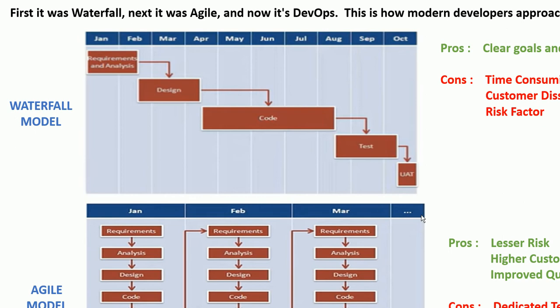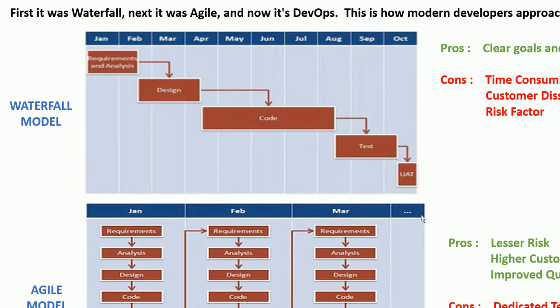Because of this, there are a lot of disadvantages in the waterfall model. Let's look at the advantages and disadvantages. The advantage is that we get clear goals and direction. The disadvantage is that the customer gave the requirements in January, but the application is only delivered months later. If it is not satisfactory, we need to go through the cycle again, which is time consuming.